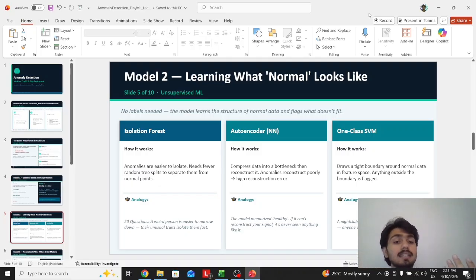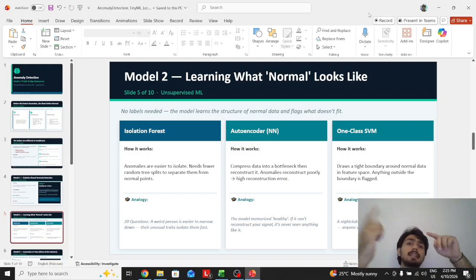Then we have one-class SVM, support vector machine, which draws a tightly bound boundary around normal data in feature space. Anything outside that boundary is flagged. It means I have these two groups, okay, and then I have a straight boundary between them. It can be curved as well, but we are taking a straight one for example. Anything on the left side is abnormal, everything on the right side is normal. So it's simply classifying what is normal and what is not. Think of a nightclub bouncer who only knows the regulars; anyone unfamiliar is denied entry.